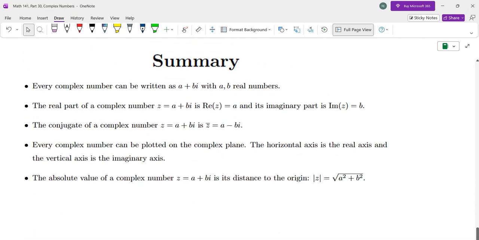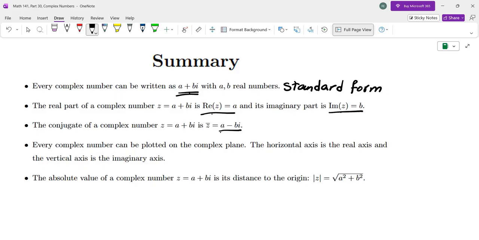To summarize, we learned that every complex number can be written as a plus bi, and this is called the standard form of the complex number. In the standard form, a is called the real part, b is called the imaginary part. The conjugate of a complex number, z equals a plus bi, is z bar equals a minus bi.